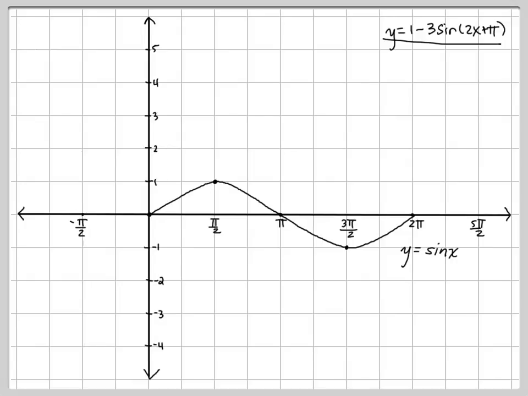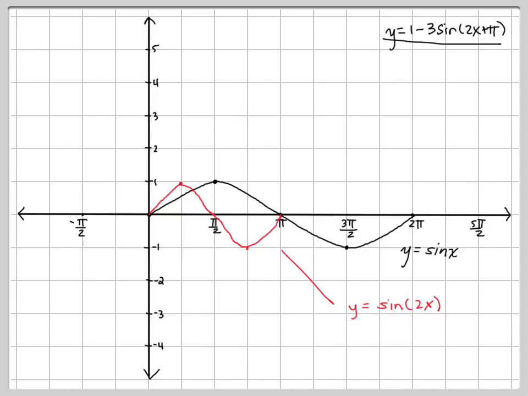So the next thing I'm going to do is I'm going to graph y equals sine of 2x. So we've already established that this is going to be a new graph that has a period of pi instead of 2 pi. So this graph is going to shrink by a horizontal factor of 1/2. So this is going to be the graph of y equals sine of 2x.